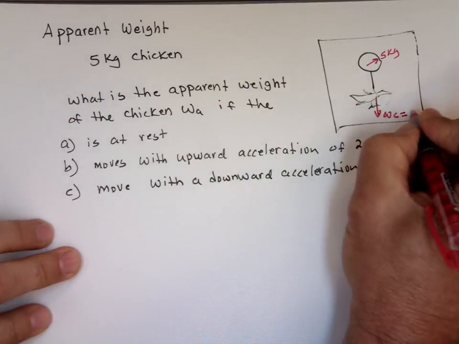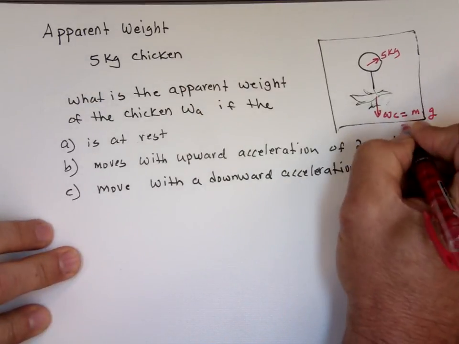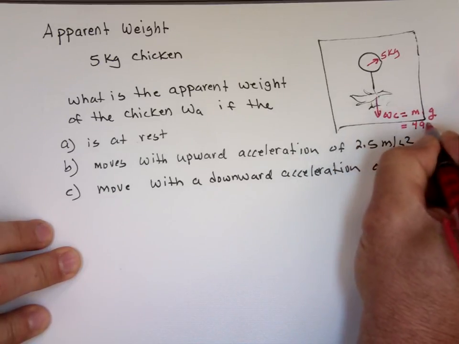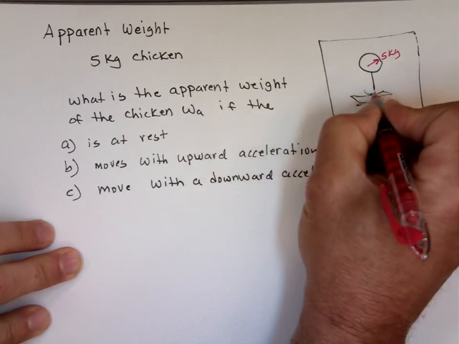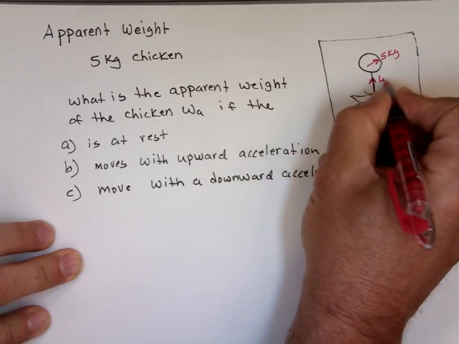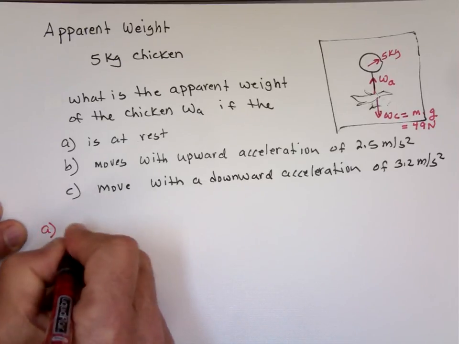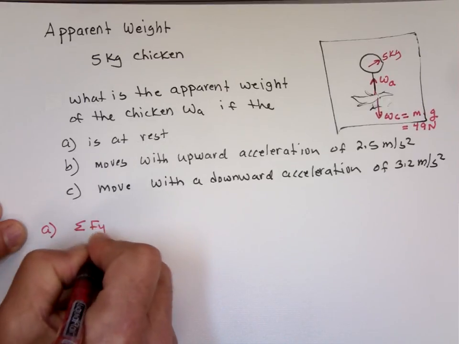And this will be what? 5 times 9.8, that's 49 Newton. And we have what the scale is telling us, which is the apparent weight. Remember, the chicken is attached to a string, and that string is attached to the scale, and the scale says that's the apparent weight, what the scale sees. So for part A, the net force in the y direction is equal to mass times acceleration.